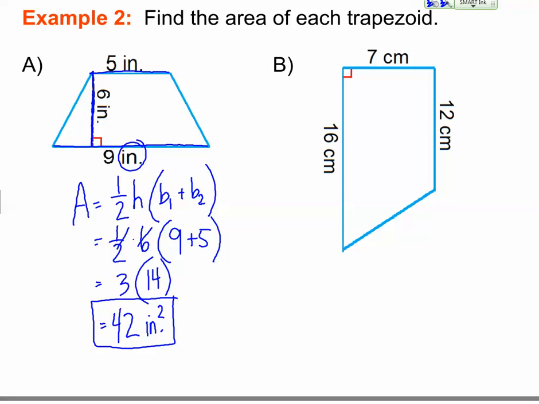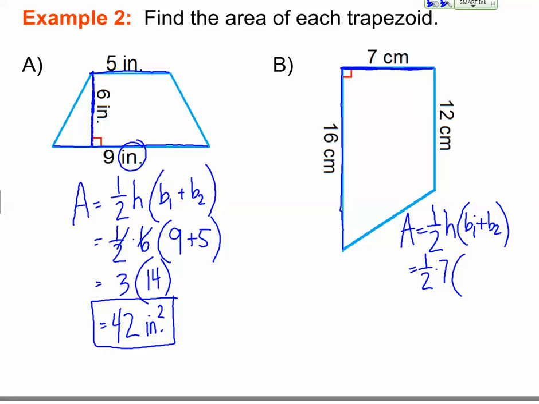Take a look at letter B. Our trapezoid is a little bit sideways, but that's okay. We're going to copy our formula down. 1/2 times the height multiplied by the sum of the bases. Let's fill in what we know. Our height again is always the distance between the 2 parallel bases. In this case, our height is 7. Our base 1 is the length of the 2 bases. So base 1 we have 16, and base 2 we have 12.